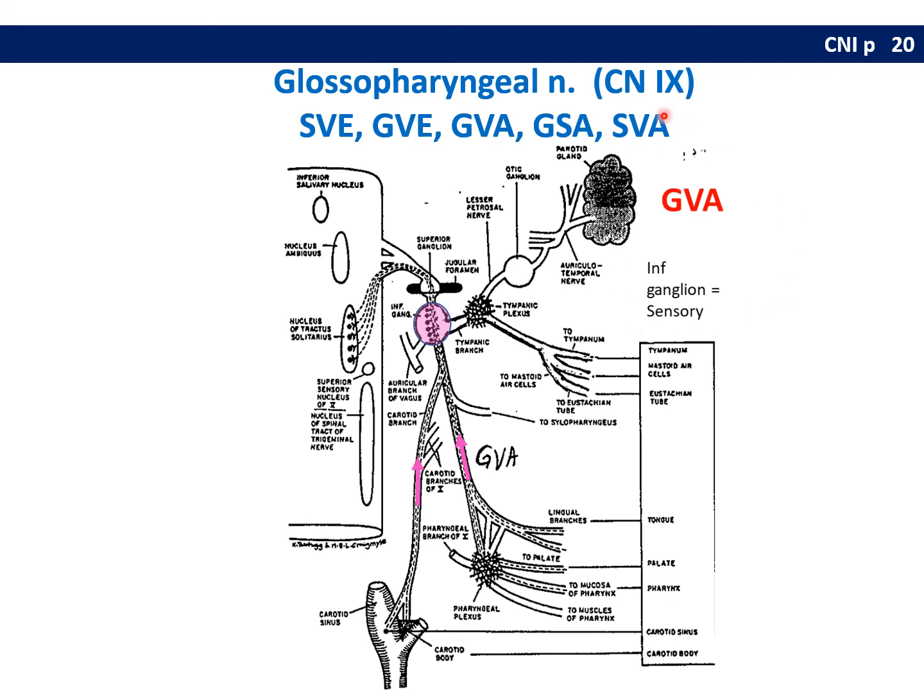The GVA fibers, so sensory from the carotid sinus and carotid body, as well as sensory from the mucosa of the pharynx, so sensory within the pharynx, the palate, the tongue. All of these are GVA fibers. The cell bodies are located in this inferior ganglia, which is before the glossopharyngeal nerve gets to the jugular foramen. And then they would ascend into the brainstem.